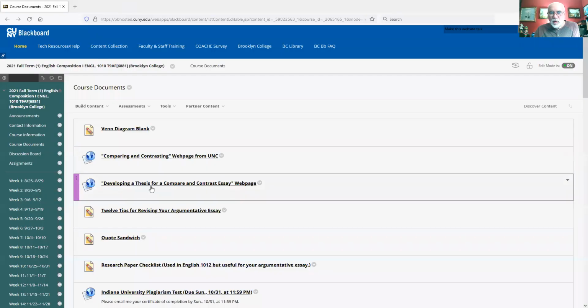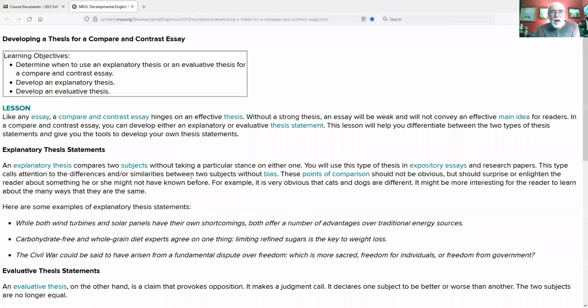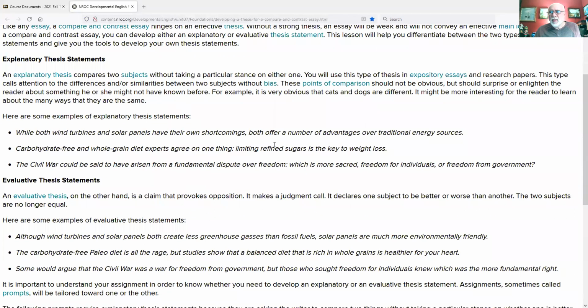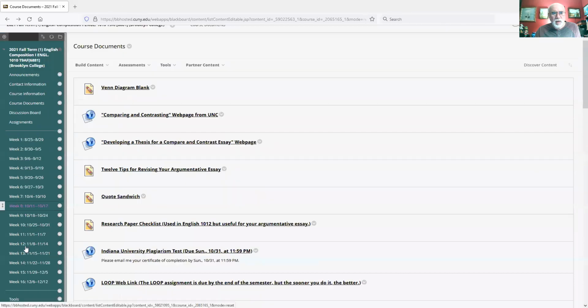And then there's one other web page here on developing your thesis statement for your compare and contrast essay. I looked at several resources on the internet about these theses for compare and contrast, and I found this was one of the better ones. It explains the two different kinds of thesis statements that you can use for a compare and contrast essay. I'll get to this in a moment. When I get to the assignment sheet, you'll see what I mean.